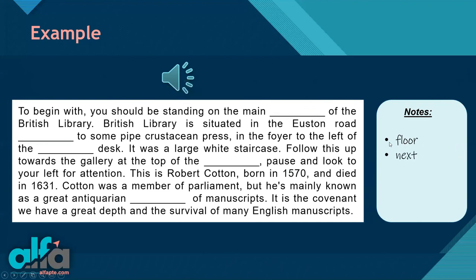To begin with, you should be standing on the main floor of the British Library. British Library is situated in the Euston Road next to some pipe crustacean press, in the foyer to the left of the information desk. There is a large white staircase. Follow this up towards the gallery at the top of the stairs. Pause and look to your left for attention. This is Robert Cotton, born in 1570, and died in 1631. Cotton was a member of Parliament, but he's mainly known as a great antiquarian collector of manuscripts. It is the covenant we have a great depth and the survival of many English manuscripts.